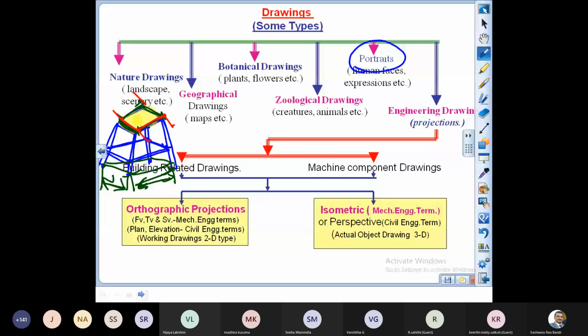See, in isometric drawing, this length will be equal with this, and this length will be equal with this. Coming to perspective view, these are the edges which can be visible initially, and these are the edges which are behind that. That means the length will be minimized. That is how a perspective drawing will be.